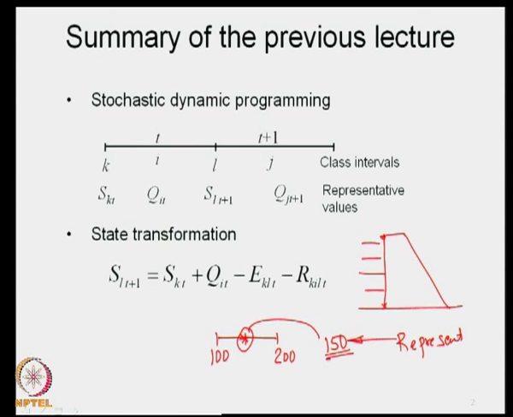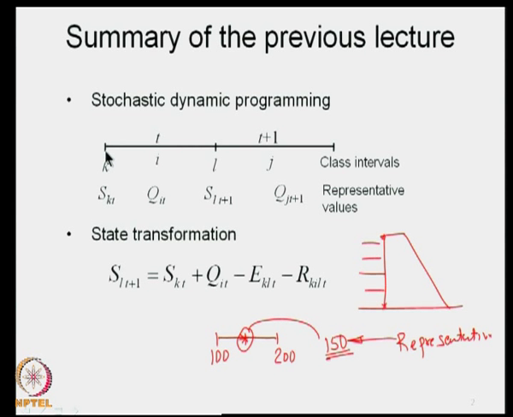Similarly, the inflow is also discretized into several class intervals, and each class interval of the inflow is also represented by a representative value, that is Q_I^t. So, this is the notation that we use for two adjacent time periods t and t plus 1. The storage class interval at the beginning of the time period t is represented by k, and the associated representative value is S_k^t.